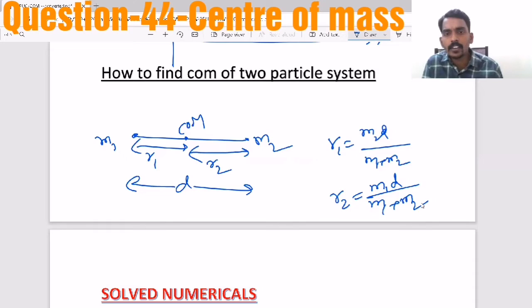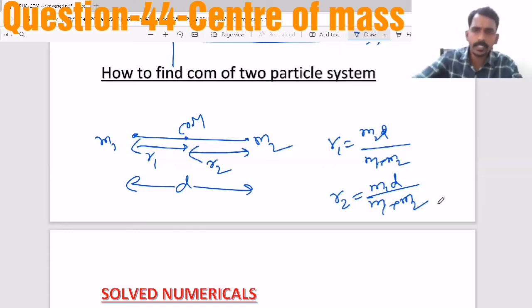Suppose you have taken center of mass as reference, then the coordinates of center of mass will become 0, 0. The coordinates of M1 will become minus R1, 0 because it is on the negative x-axis. M2 will be on the positive x-axis, so the coordinates will become R2, 0. In that way, you can find the distance of center of mass from M1 and M2, that is R1, R2. So based on these simple things, they can ask the questions.